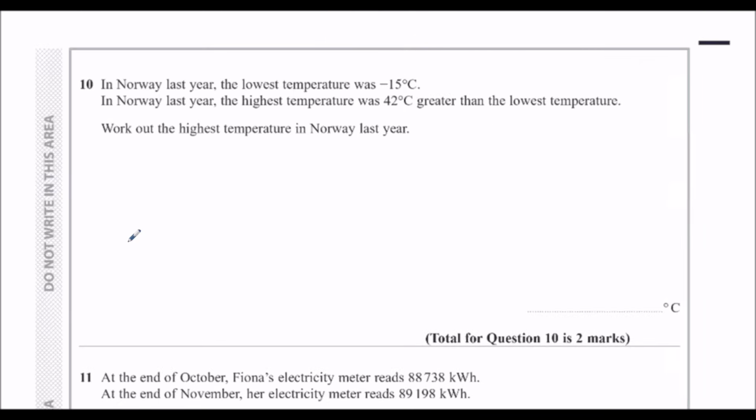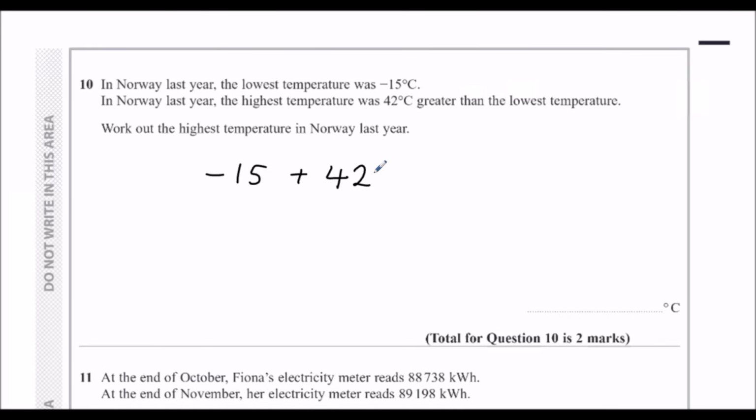Question 10. In Norway last year, the lowest temperature was minus 15 degrees C. In Norway last year, the highest temperature was 42 greater than the lowest. What was the highest temperature? So it's 42 more than negative 15. Negative 15 plus 42.